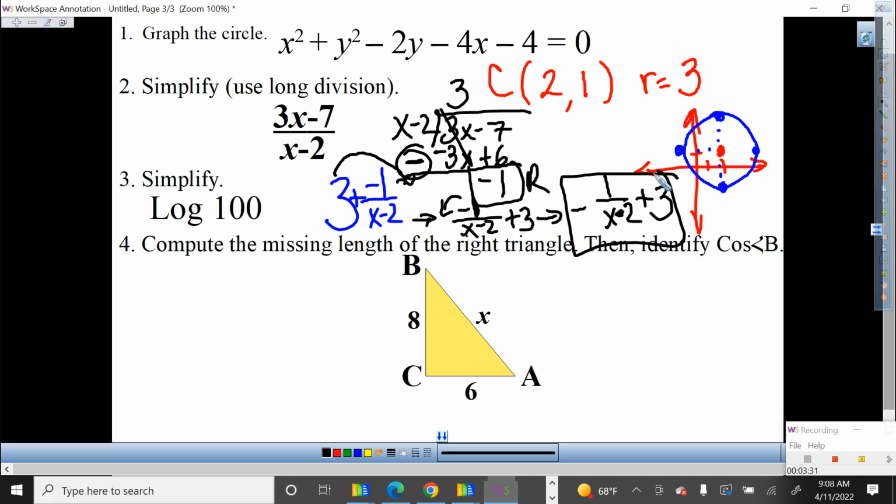And hopefully you're like, oh, this looks kind of like the one on the study guide, right? You guys did the study guide over the weekend? Okay, good.